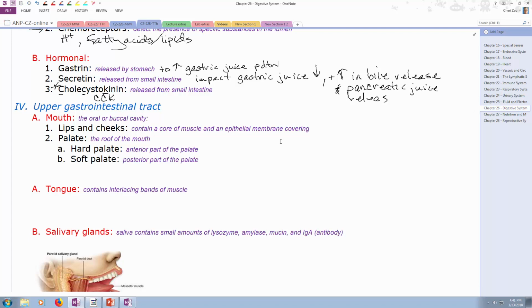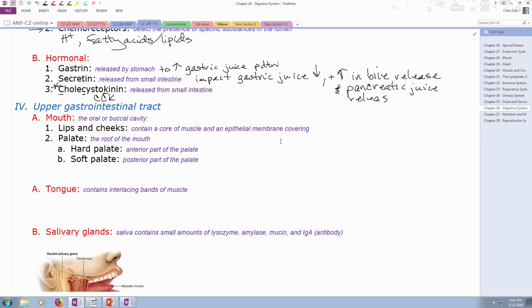The core of muscle, is that smooth or skeletal? Skeletal, because we have voluntary control of that muscle. So anything that you have voluntary control of, you have to realize is skeletal muscle. Those are the things that are very much involved in ingestion.